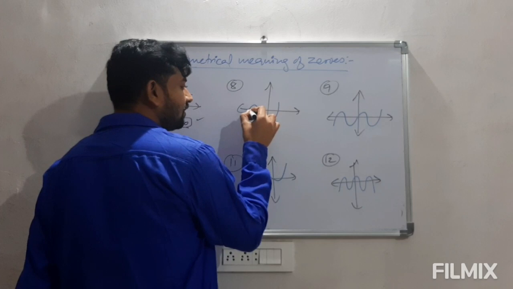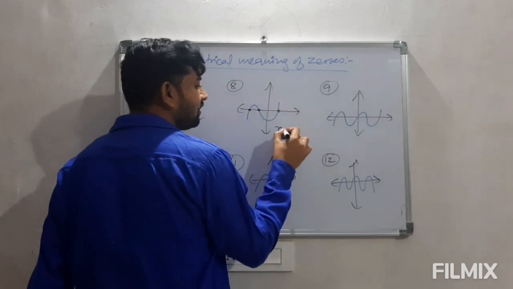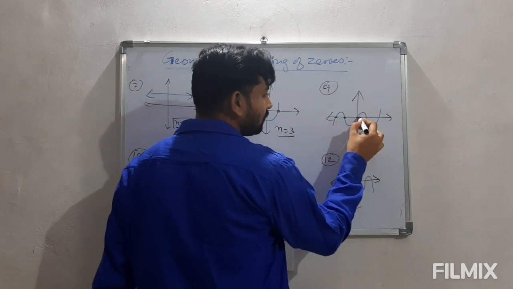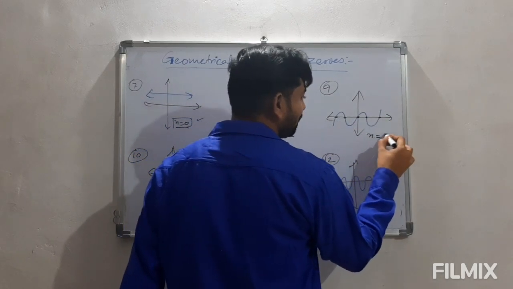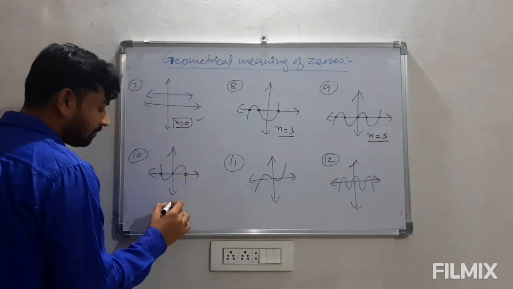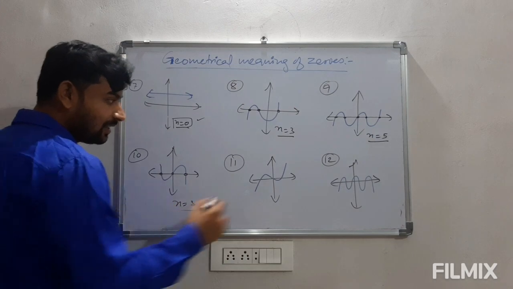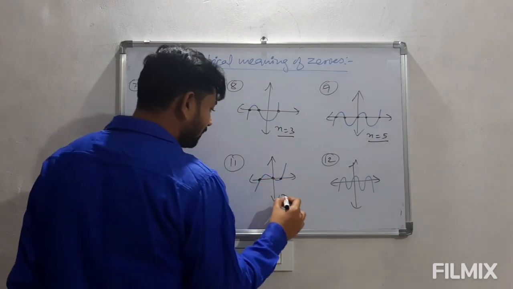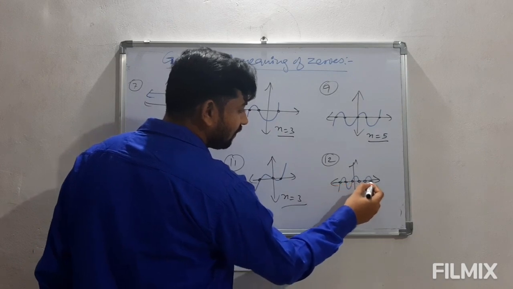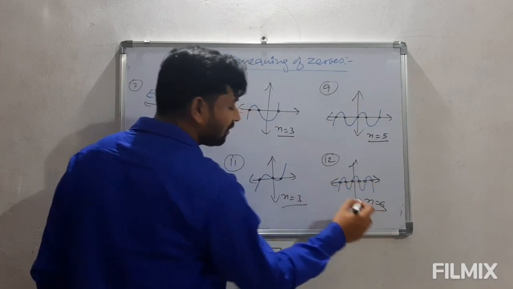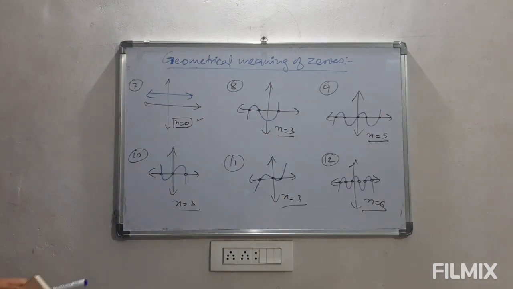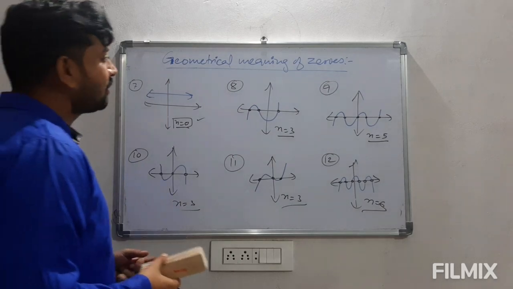When we come to this, the number of intersections with the x-axis is 3. So the number of zeros here will be 3. When we talk about this, it is 1, 2, 3, 4 and 5. The number of zeros here will be 5. When we come to this, again the number of zeros is 3. Here also the same situation, the number of zeros is 3. Here 1, 2, 3, 4, 5 and 6. So the number of zeros will be 6. So this is how we calculate the number of zeros by just observing the graph given in the question.